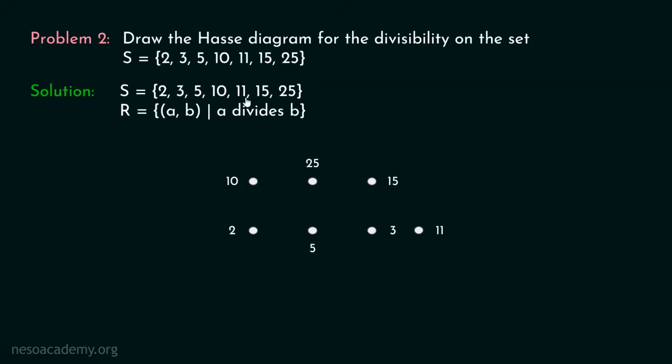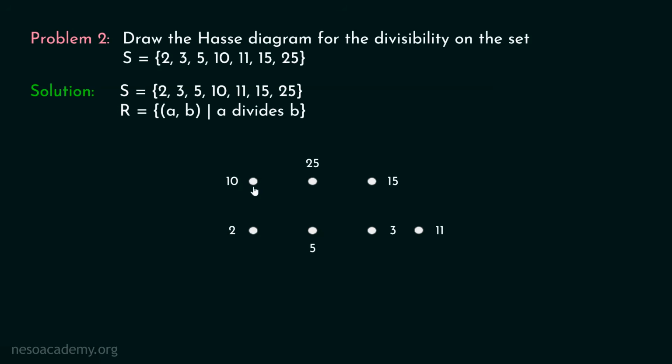Also, we have to place 11 somewhere. 11 is not related to any other element. That's why I have placed it over here. And 10, 25 and 15 are placed at the topmost position because they are not related to any other element. They are not dividing any other element.